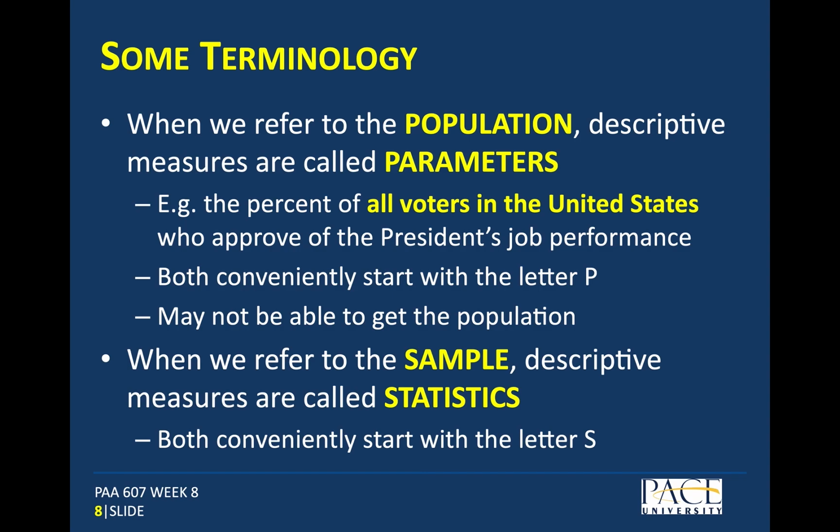Now, as we've talked about, we may not reasonably be able to get the entire population. We cannot necessarily ask every single voter in the United States reasonably. So what we do is we sample. And when we refer to the sample, descriptive measures are called statistics. Now again, both of these conveniently start with S, so sample, statistic. So just some terminology that you should know.